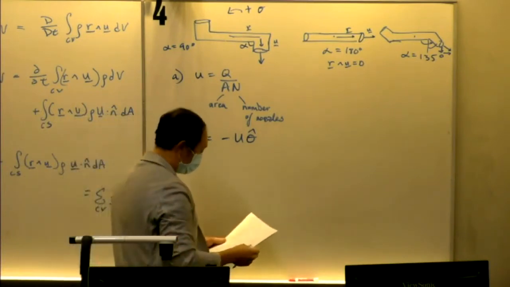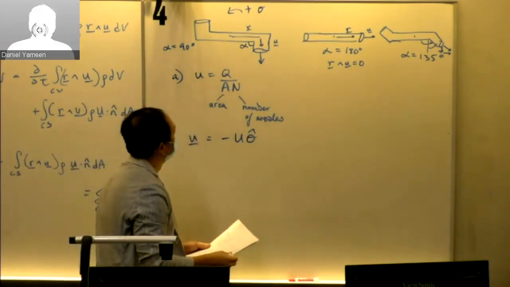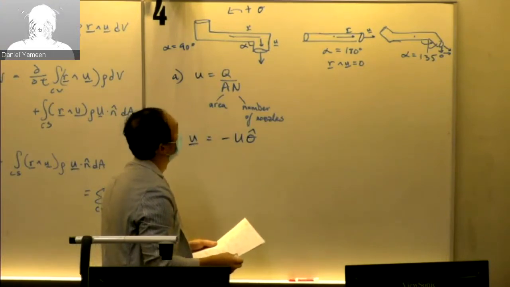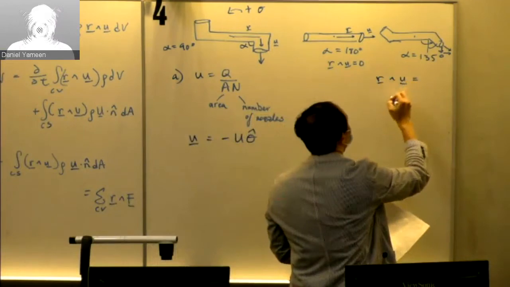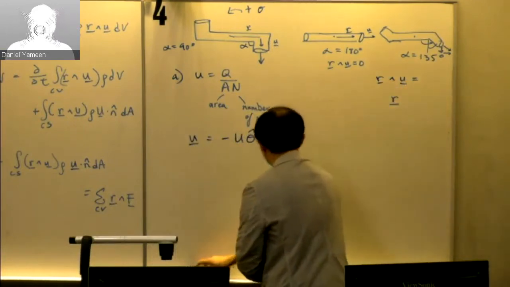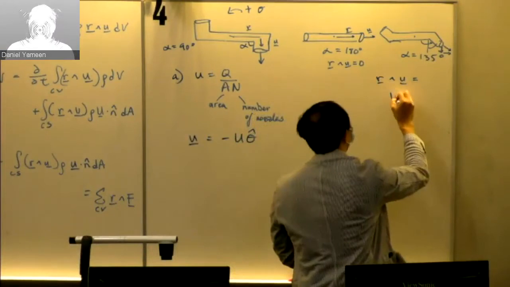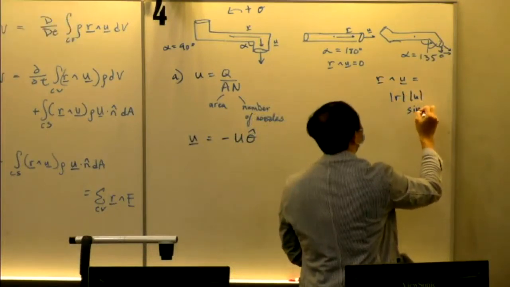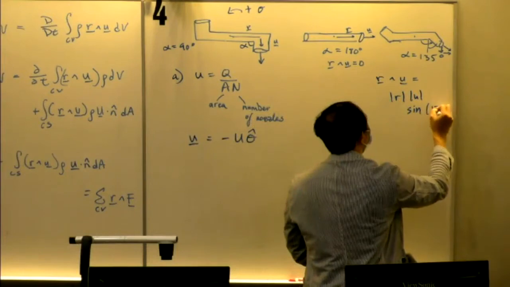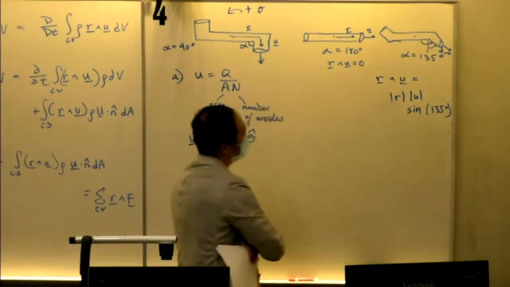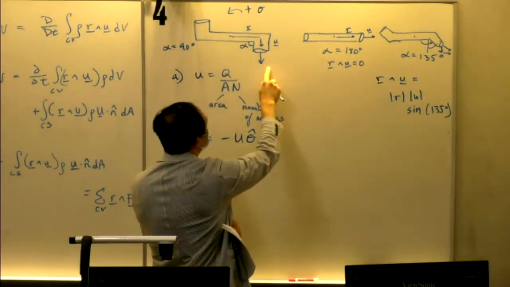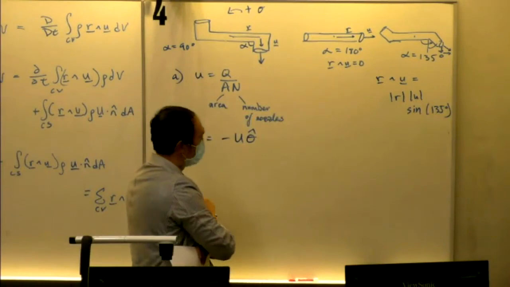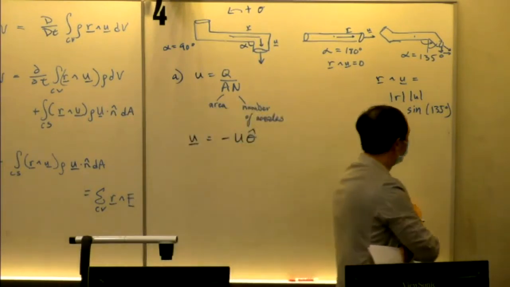Would you just write it as the magnitude of r and u times sine of 135 for that last one to get the cross product? r cross u is equal to r u sine of what? 135. I think your sine of 135 is going to give you 0. Sine of 90 gives you 1. Yeah, that seems like it should be okay.